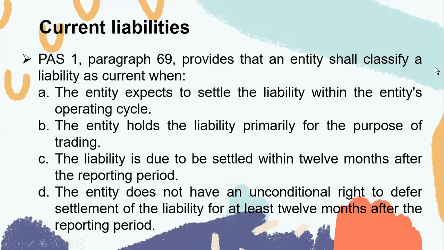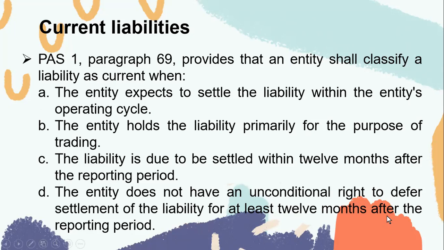So, current liability. According to Philippine Accounting Standard 1, paragraph 69, an entity shall classify a liability as current when: first, the entity expects to settle the liability within the entity's operating cycle. B, the entity holds the liability primarily for the purpose of trading. Then next, the liability is due to be settled within 12 months after the reporting period. So the liability must be due to be settled within a year, or 12 months.